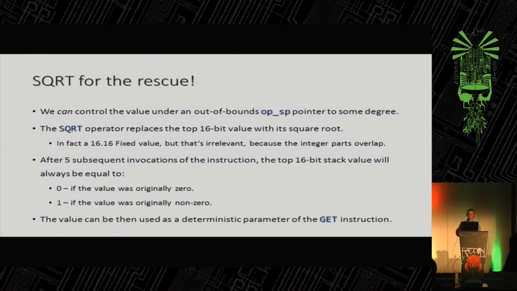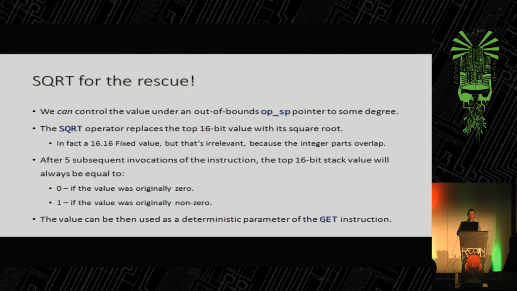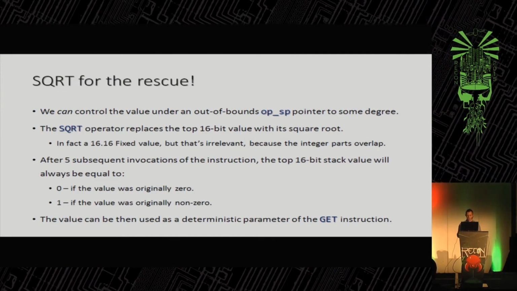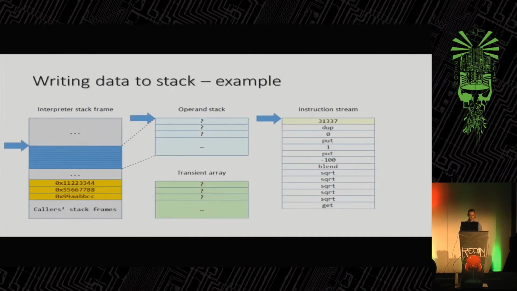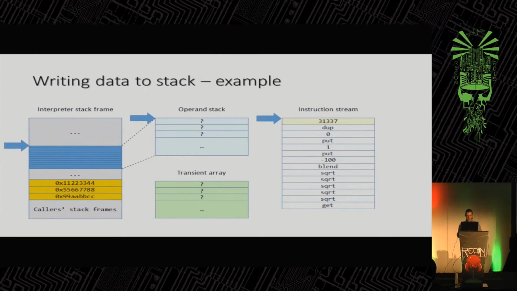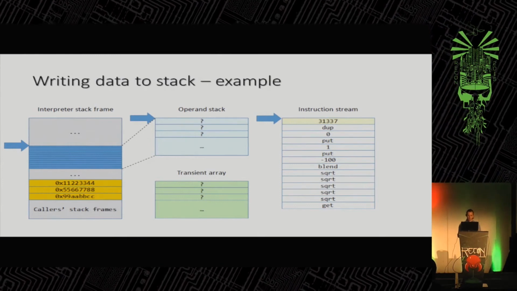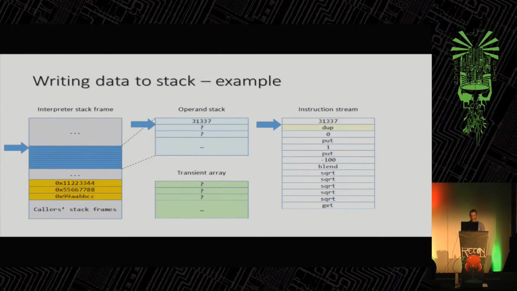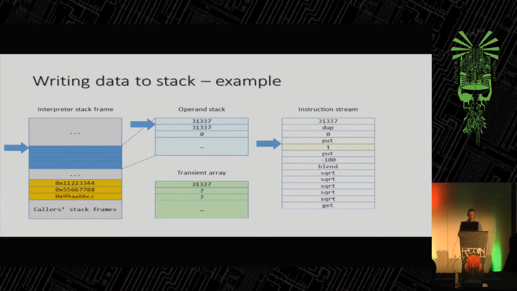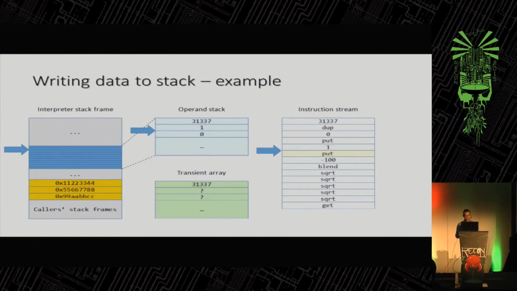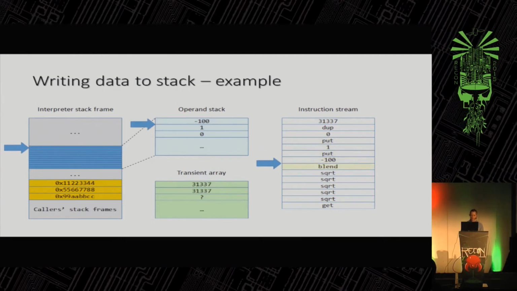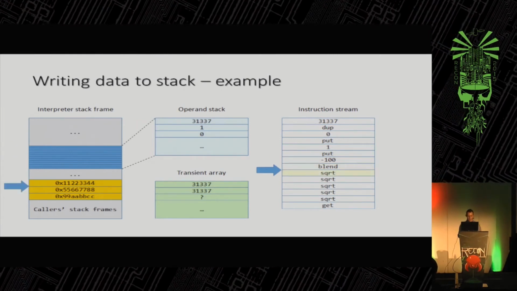And then if we perform these operations and we use the get operation, the operand for the get operation will either be 0 or 1. So let's see an example of how we could write some data to the stack. Let's say we want to put the value 31337. So we first put it on the operand stack, duplicate it, then put it into the transient array indexes 0 and 1 using the put operations. Then we shift the operand stack pointer using the blend bug. So we put a minus 100 and then blend.